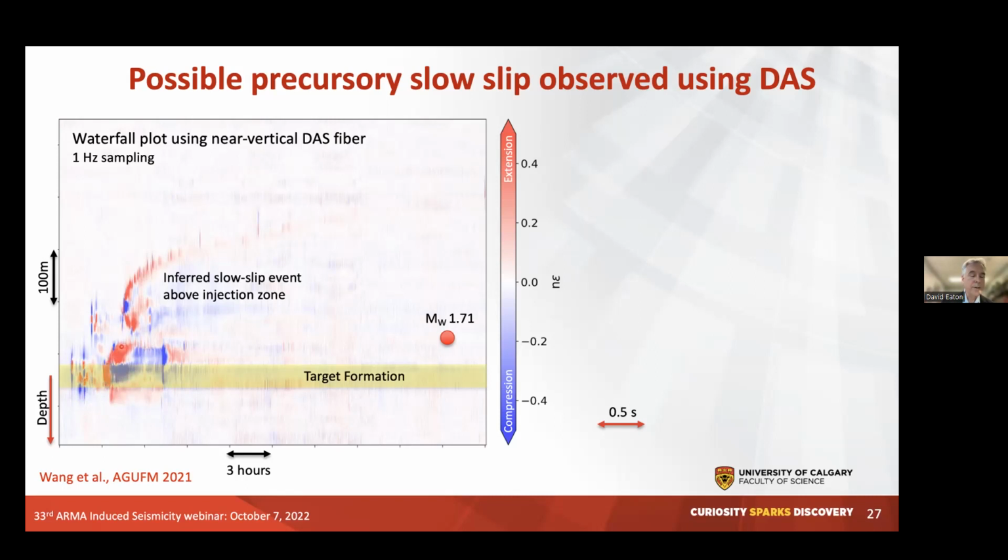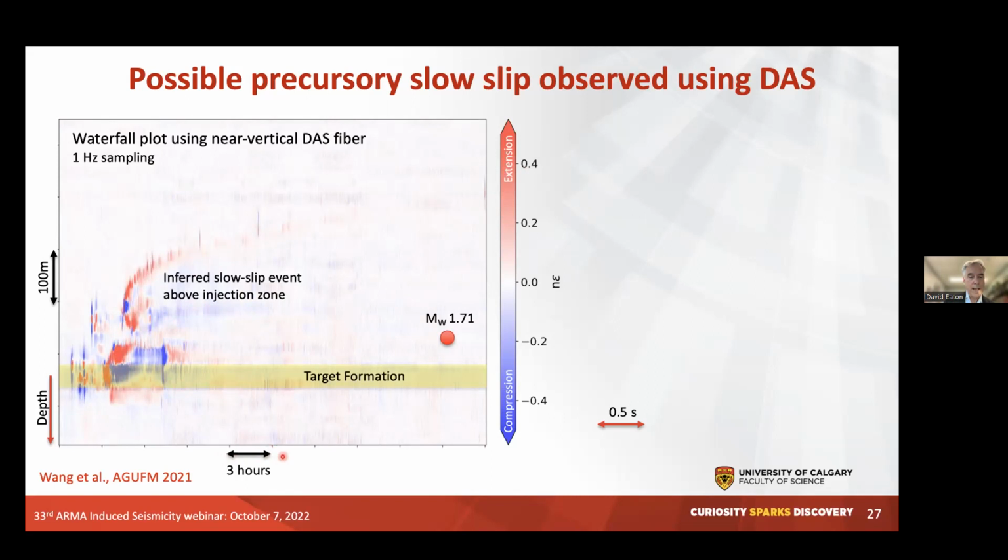But we're also seeing some upward growth of this extensional signature above the target zone. And then this really interesting feature, which is shown here. We are interpreting this feature as a slow slip event, which was triggered above the injection zone during the hydraulic fracturing operations.